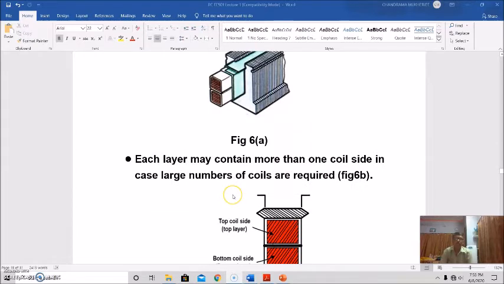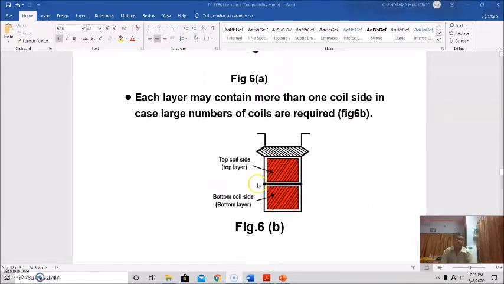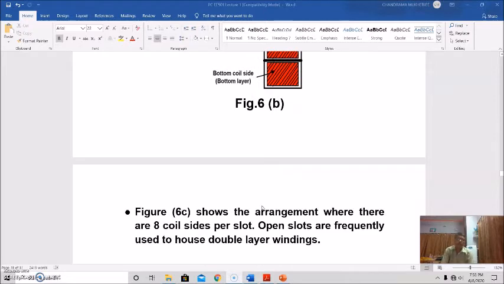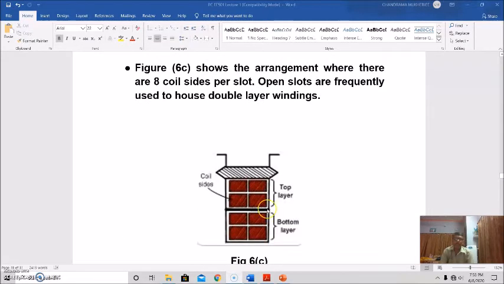So each layer may contain more than one coil side in case a large number of coils are required. This is shown here, this is the top coil side of the top layer, this is the bottom coil side of the bottom layer. And this arrangement shows 8 coils, see, at the top 4 coil sides and at the bottom another 4. So 8 coil sides per slot.